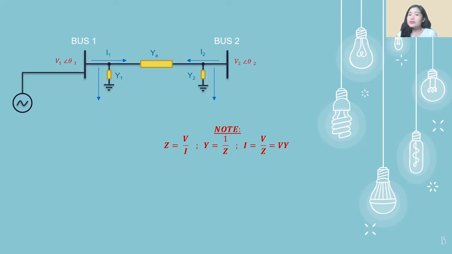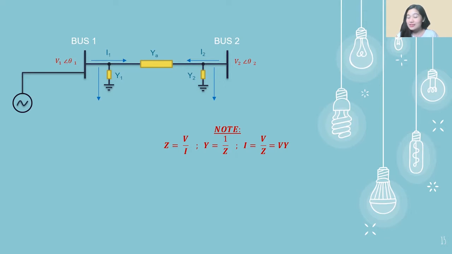Now, if we are going to look for our current, what would it be? It says here that it's V over Z. Saan yun nanggaling? It has been deduced from the formula of our impedance, which is V over I, wherein we're just going to do some math or rearrangements where we can deduce the formula V over Z.